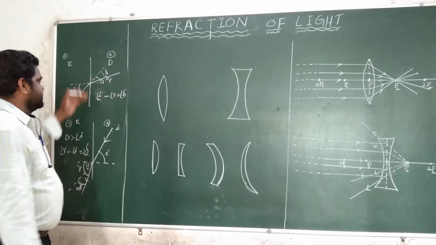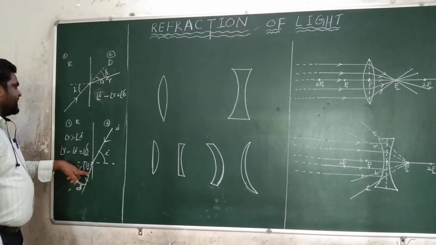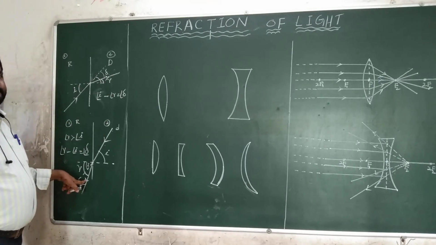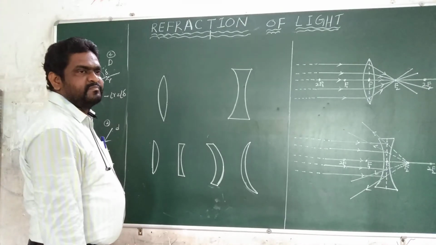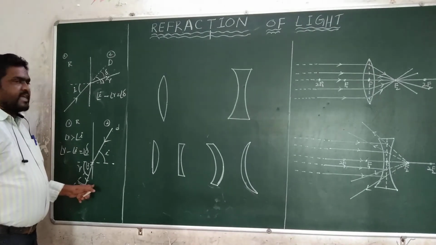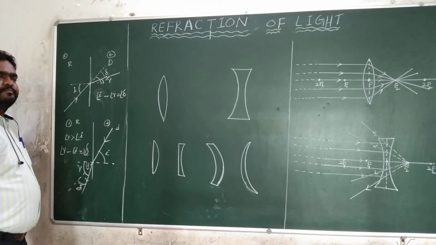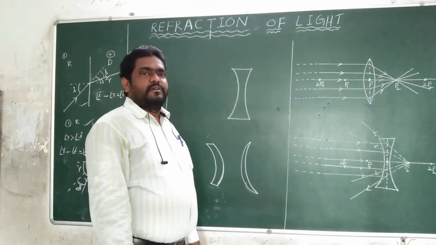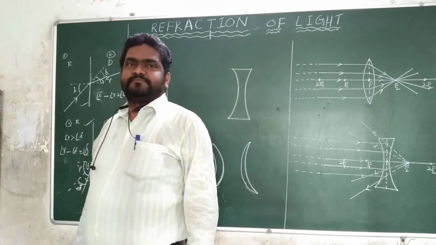These are the conditions. Sometimes the light bends away from the normal, sometimes it bends towards the normal. This is towards the normal, this is away from the normal. When the light bends towards the normal, angle I is more than angle R. When the light bends away from the normal, angle I is less than angle R. So these are the conditions for the light passing from one medium to another medium like this.